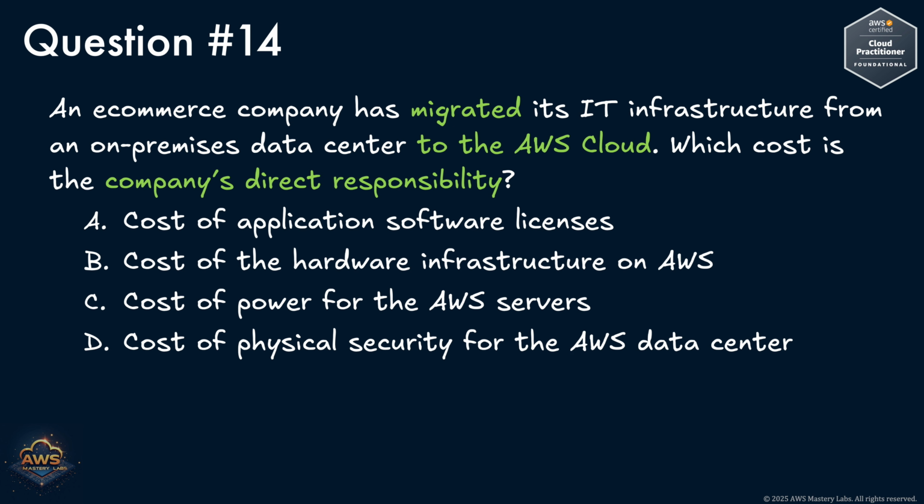That includes the applications it runs, how those applications are licensed, and how data is secured at the logical level. Option B. Cost of the hardware infrastructure on AWS.